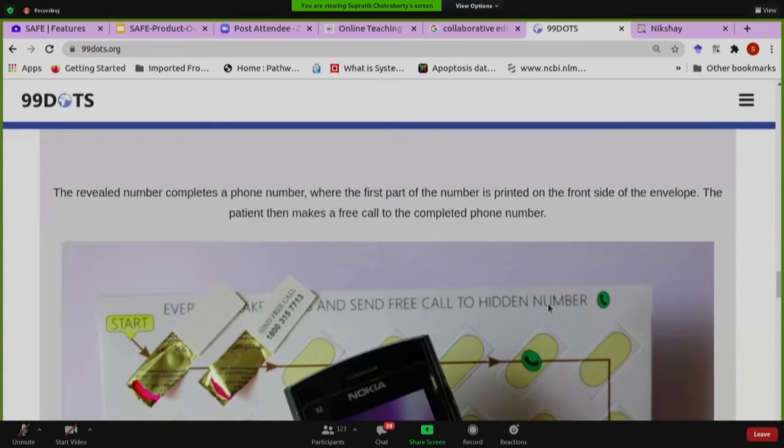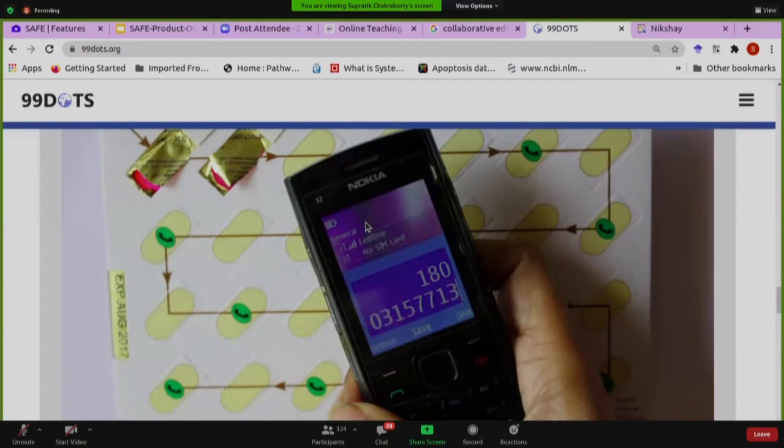Okay, so the patient took out two medicines, so two numbers will get revealed, and this revealed number then completes a phone number, but the first part of the number is printed on the front side of the envelope, and the last part of the number is what comes up as the medicine is taken out, and the patient then makes a free call to the completed phone number. Okay, it's a toll-free number.